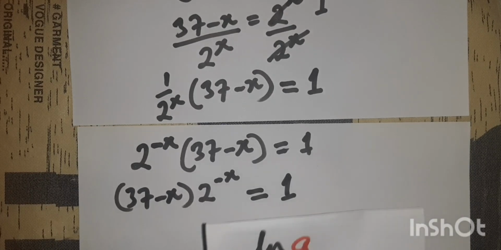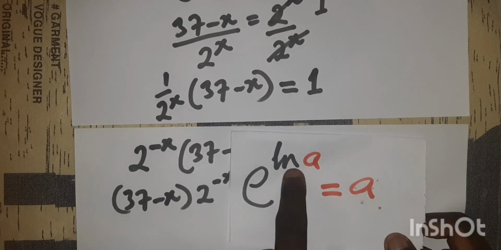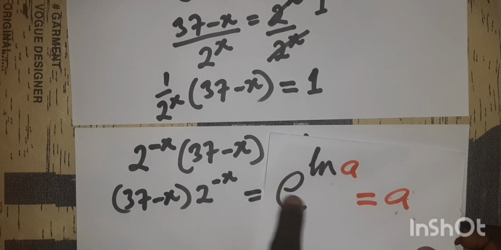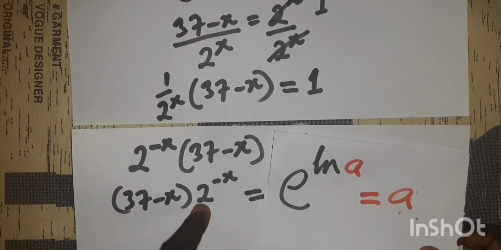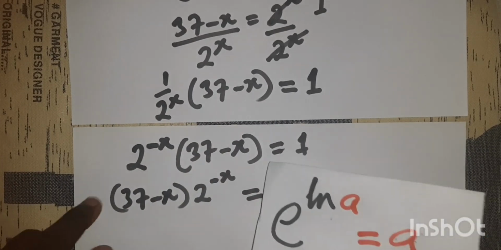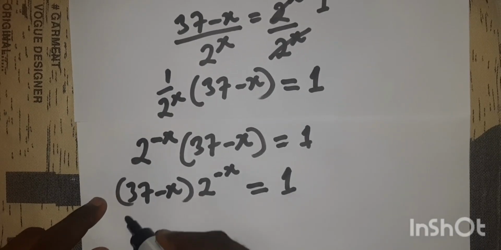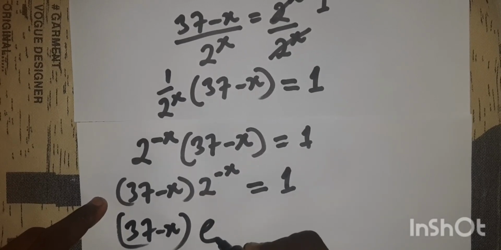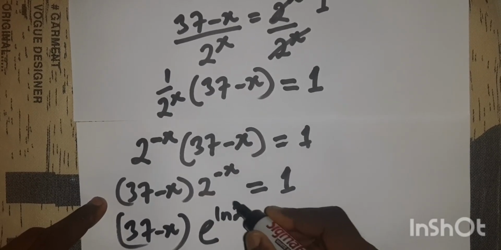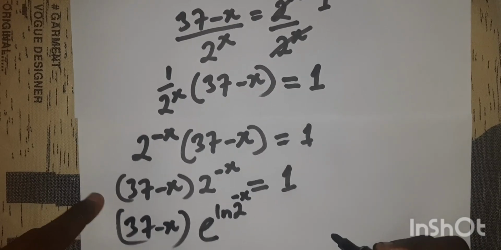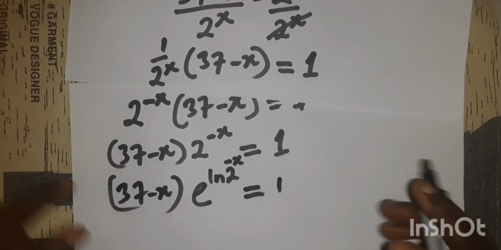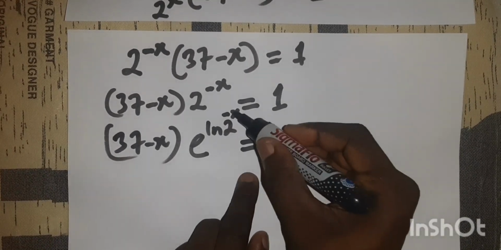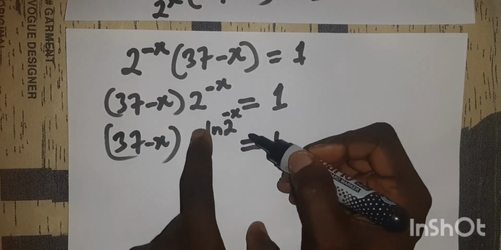Don't forget that if you have e to the power ln of a, you have a. So I'm going to write 2 raised to the power minus x in terms of e. So it becomes e raised to the power ln of 2 raised to the power minus x. So let's do that. So I still have my 37 minus x times, then here I now have e raised to the power ln of 2 raised to the power minus x, then equals 1.